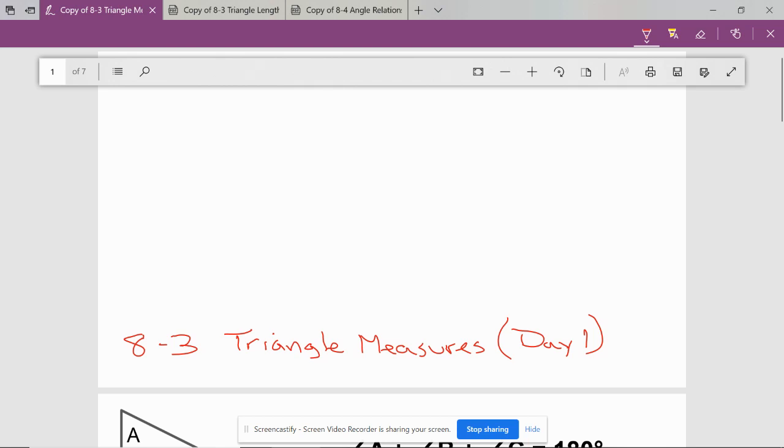Hey everybody, today this is Monday's work. It is 8-3, and we are talking about triangle measures. So this is day one of triangles. We're going to do this for 3 days, and then we'll be done with school.